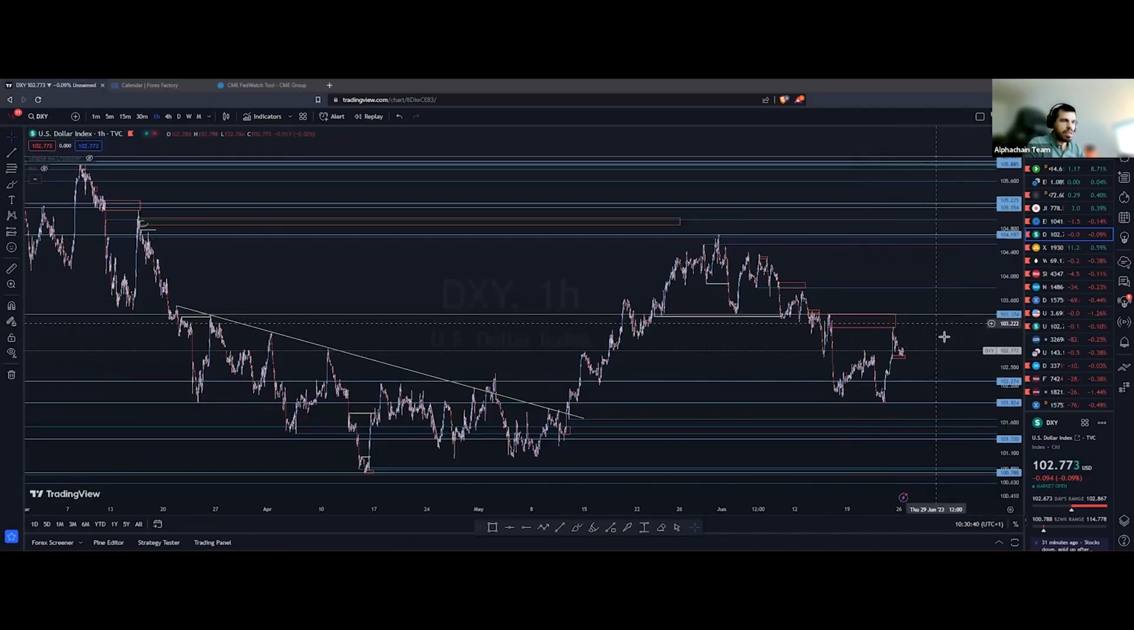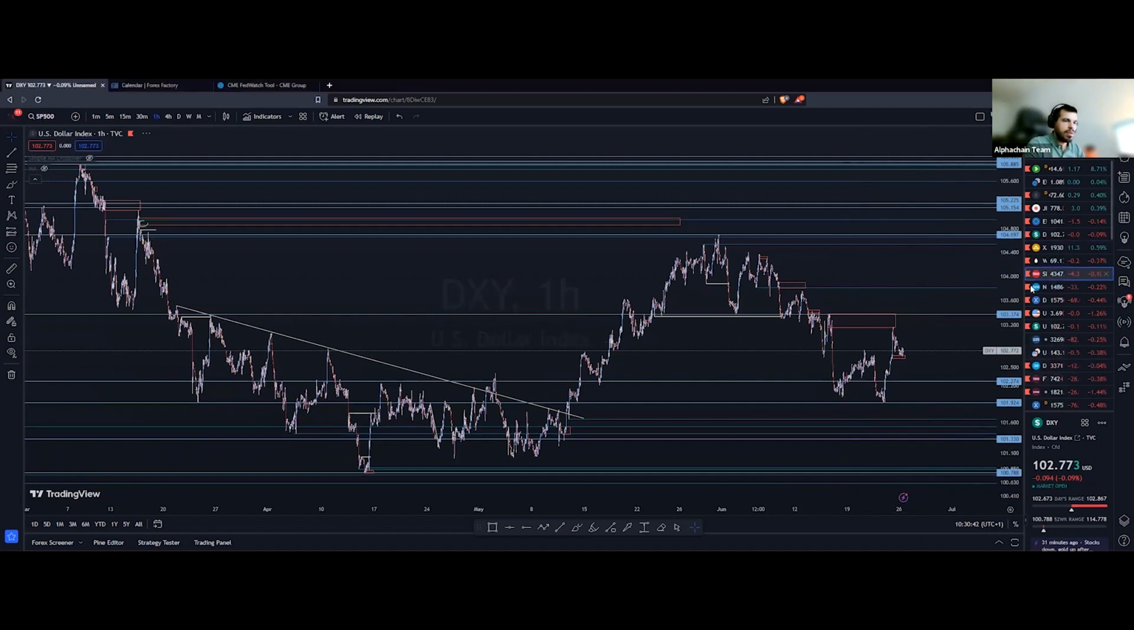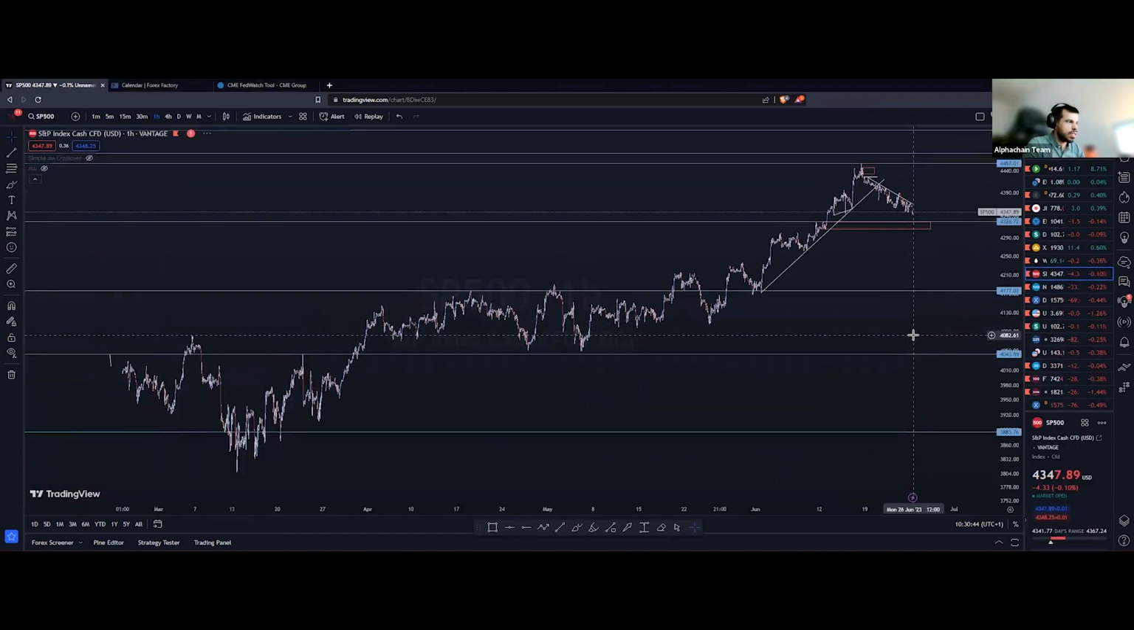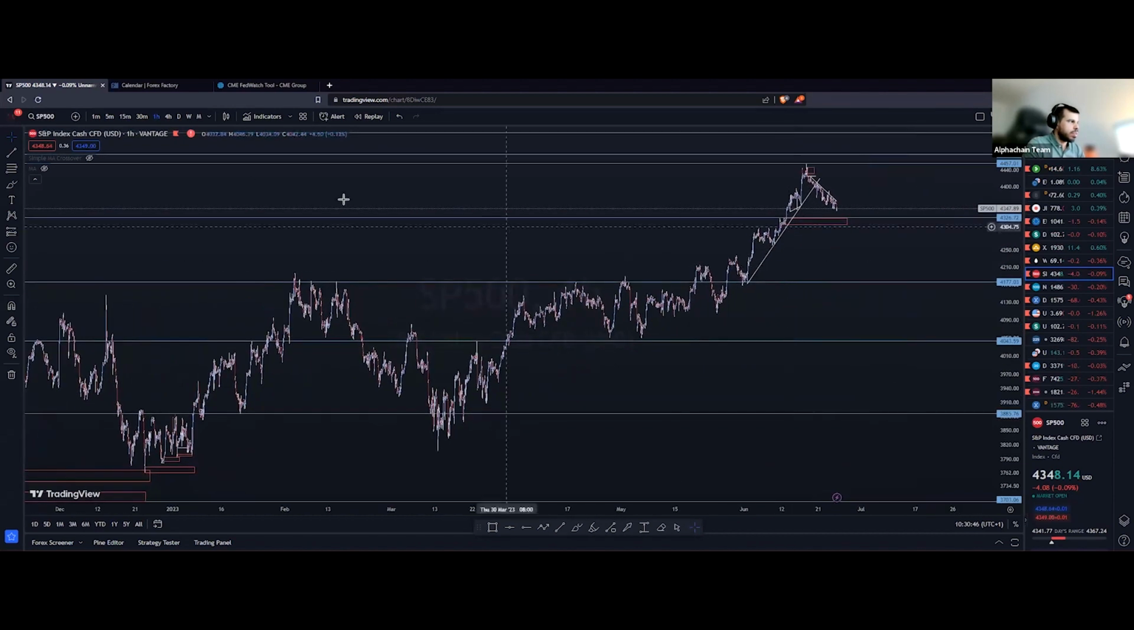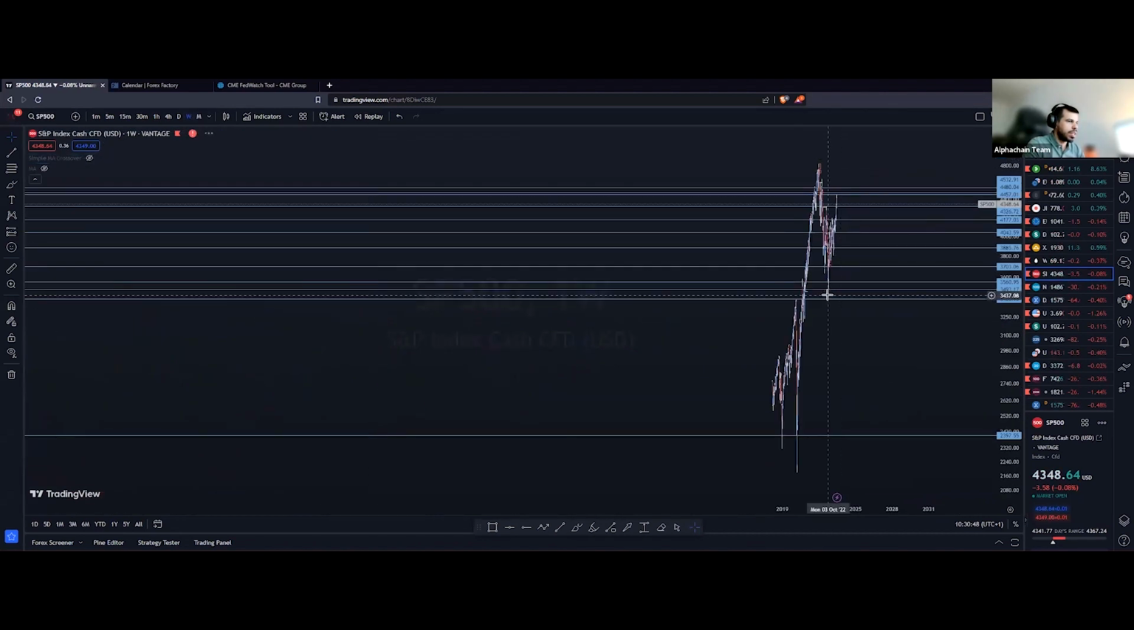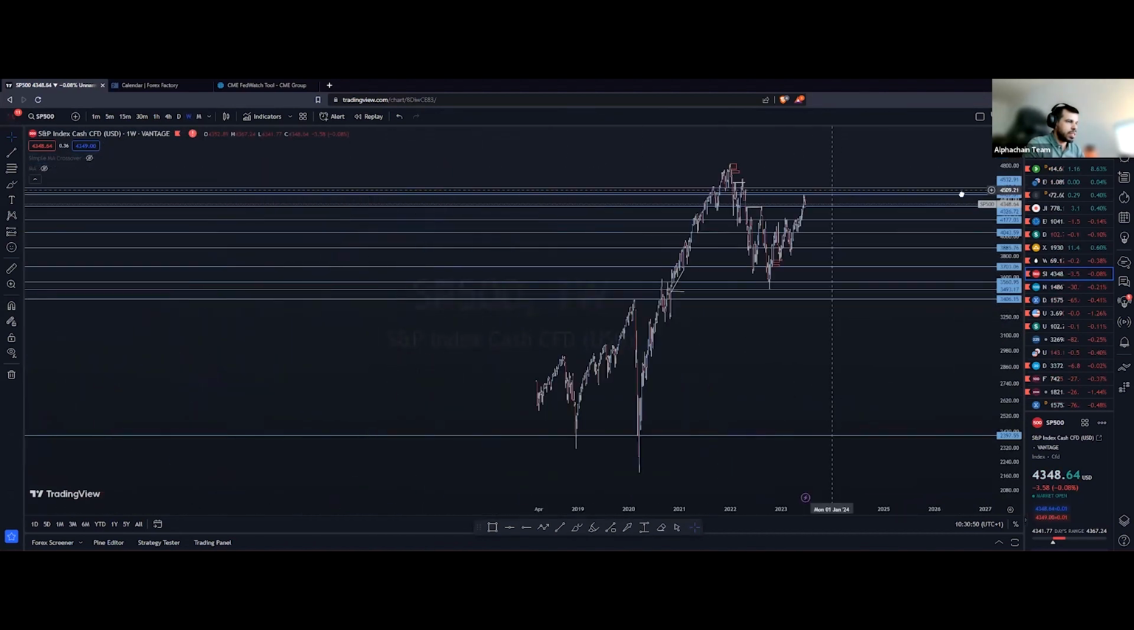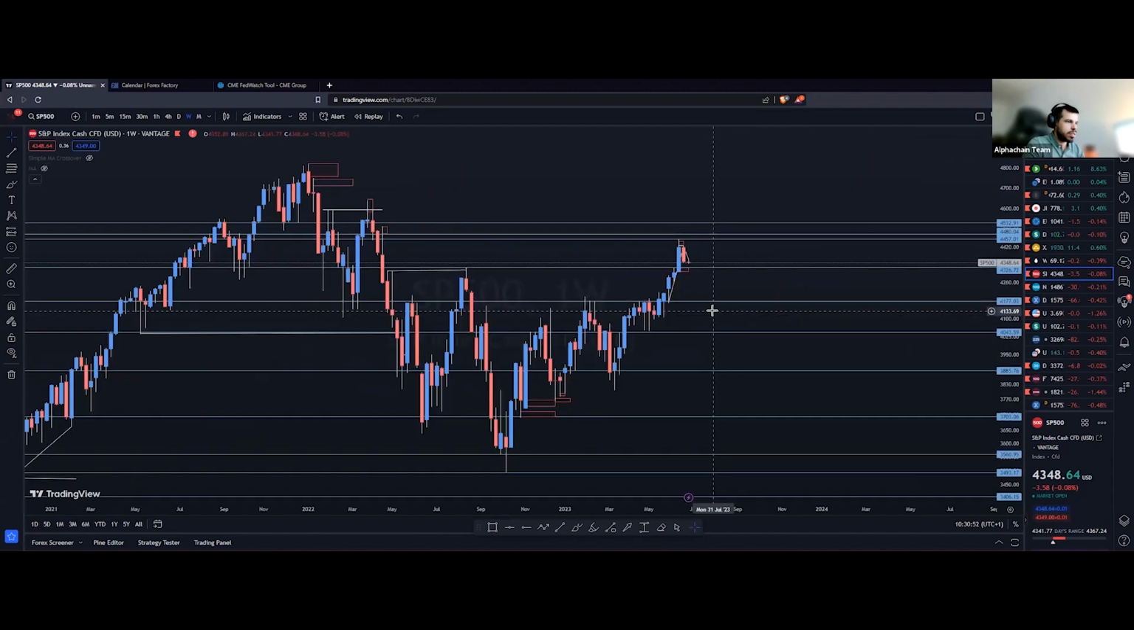So this is in terms of the dollar, what you're working in here. We move on to the US indices, starting with the S&P, right? We finally had a negative week in the US indices, right? It has been a long time.